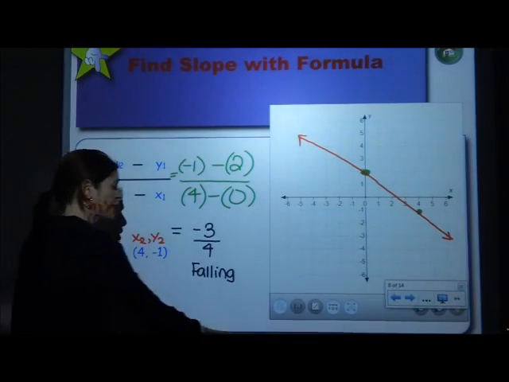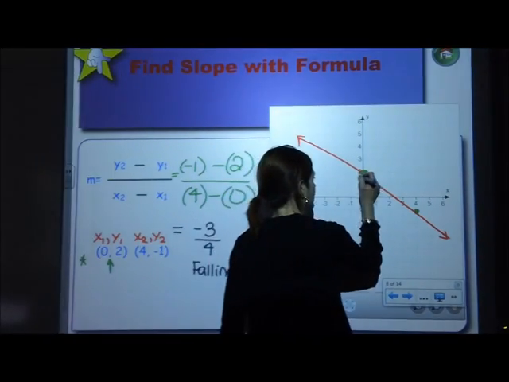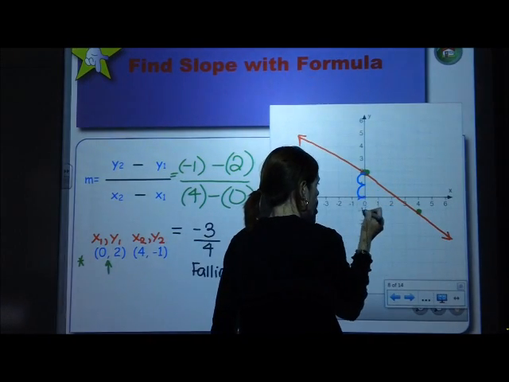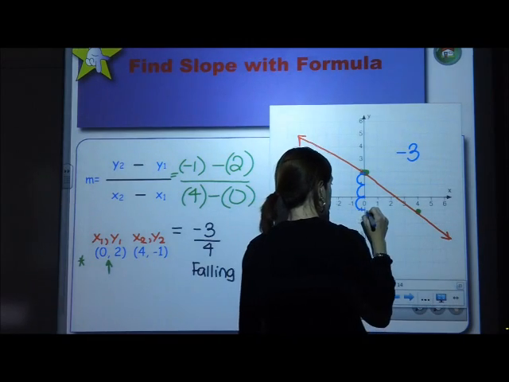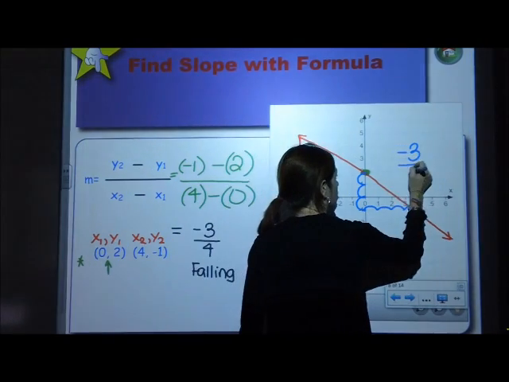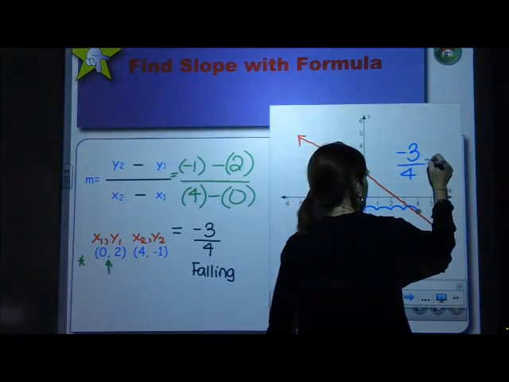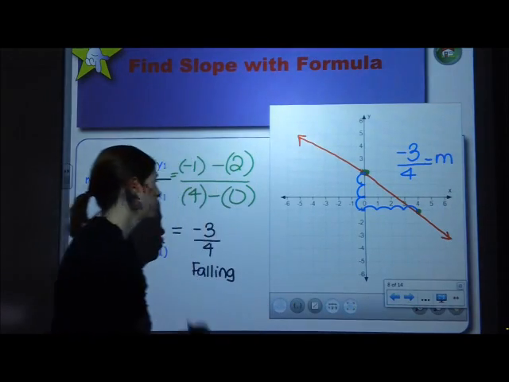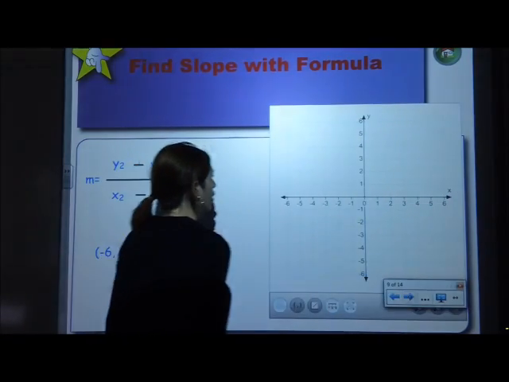Now, could I have done this without the slope formula if I had the graph? I absolutely could. I went down 1, 2, 3. Down 3 means -3. And then I went to the right 1, 2, 3, 4. And that's my rise over my run. So my slope, variable of m, would be -3/4. Should get the same answer. Means the same thing. All right, let's keep going.